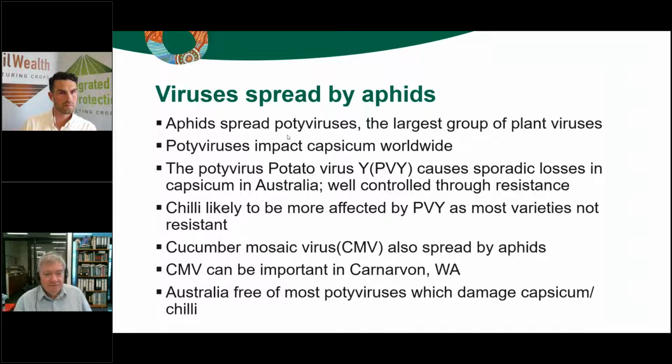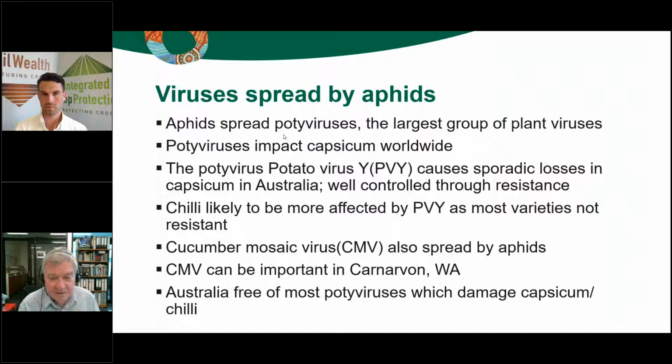So the next stage is viruses spread by aphids. Aphids are the vectors of the largest group of plant viruses called potyviruses. Potyviruses are important in capsicum worldwide, and we're extremely lucky in that many of those potyviruses that infect capsicum aren't present in Australia.